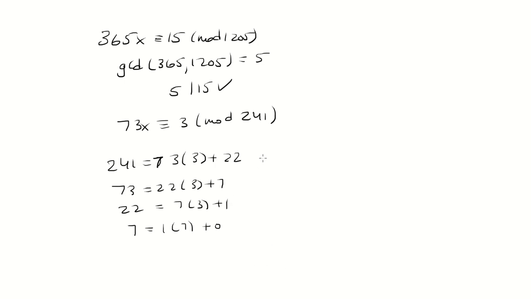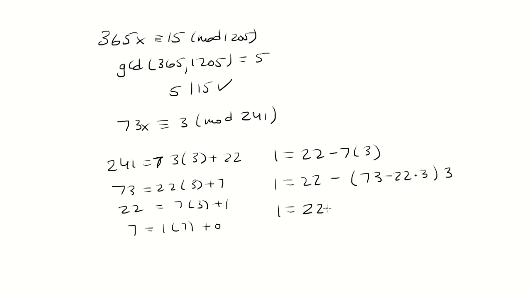And so we start with 1. 1 is 22 minus 7 times 3. And 7 is 73 minus 22 times 3. So we have 1 copy of 22, and 3 times 3 is 9, so 9 copies of 22. So that's going to be a total of 10 copies of 22, and 3 copies of 73.